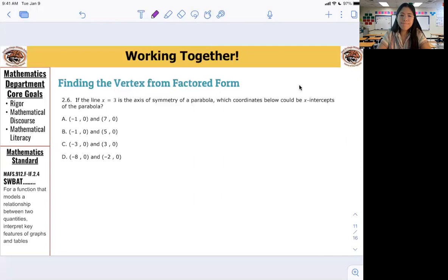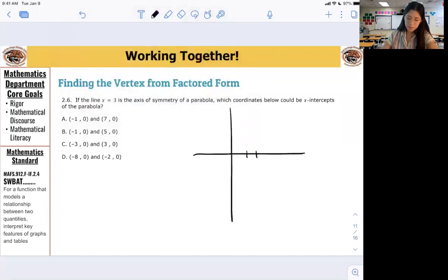Okay. I'm not going to share the responses yet. I'm going to go over it first. X equals 3 is the axis of symmetry. So that means that wherever this is, 1, 2, 3, that's the axis of symmetry. Which means that the x-intercepts have to be equally distant from that place. All right? So what's in between? Let's go from the bottom to the top.